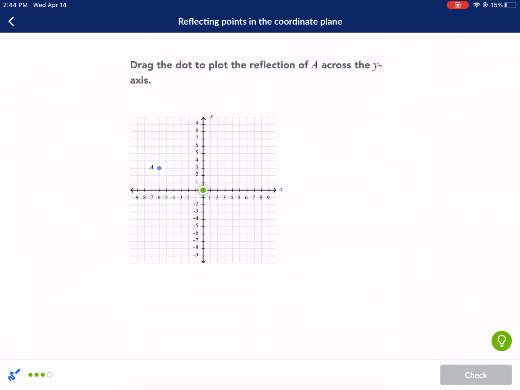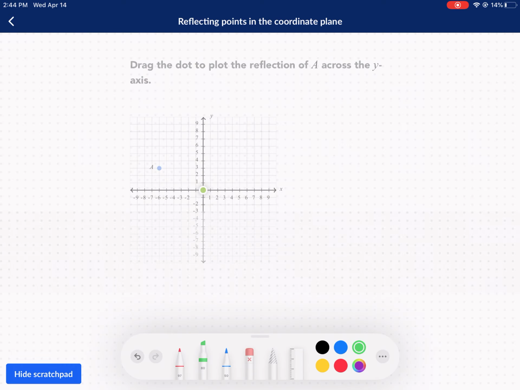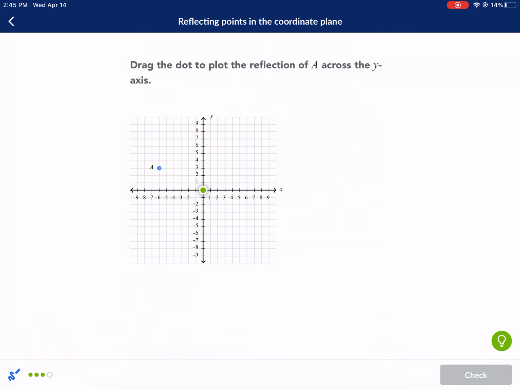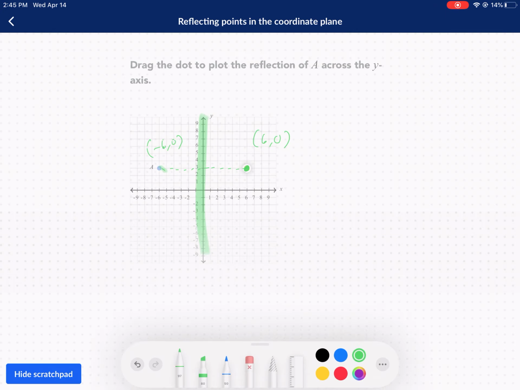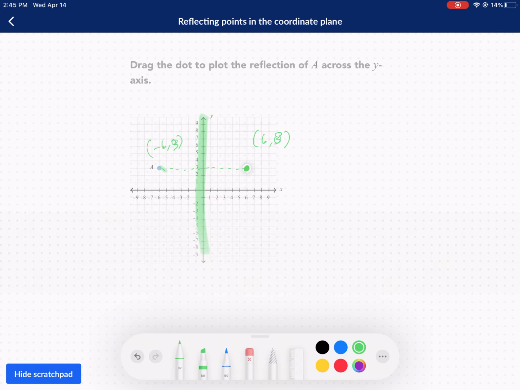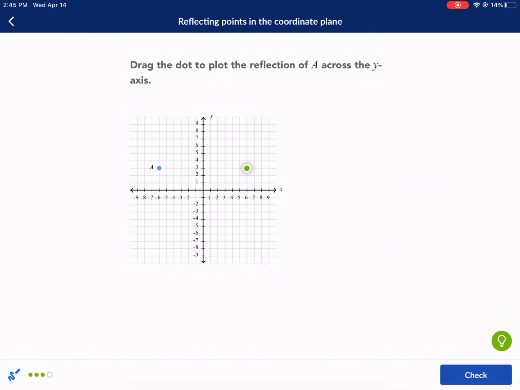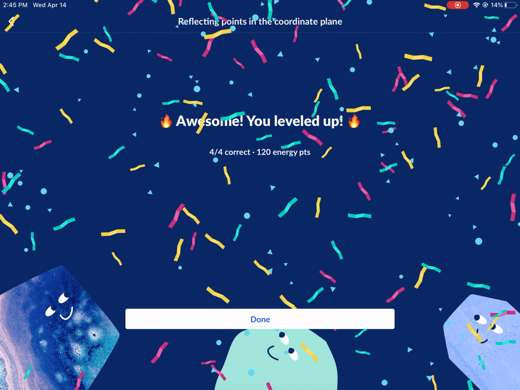Here's our answer. Drag the dot to plot the reflection of A across the y-axis. Okay, so now we need to count over to the y-axis. Our y-axis is here, so we're going to count over 1, 2, 3, 4, 5, 6, and we're going to go 1, 2, 3, 4, 5, 6 across to the other side, and that is where our reflection is going to be. So here we started at negative 6, 0, and then it went to 6, 0 for the reflection. So we're going to put that there. Oh, that's not 0. Sorry, that's 3. Don't want to mislead you. And then we're going to call it good. That's 100%.